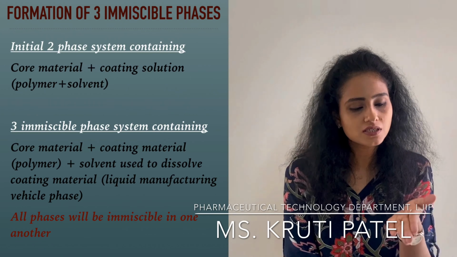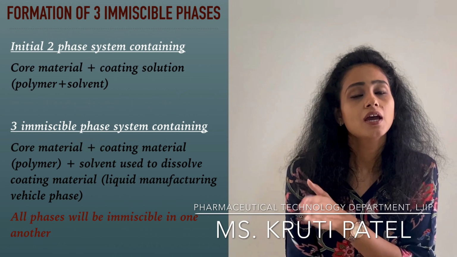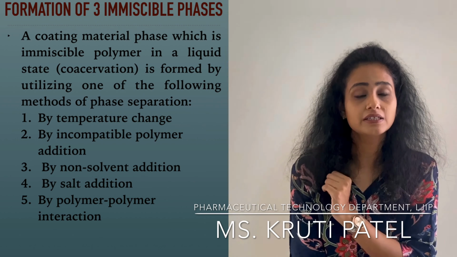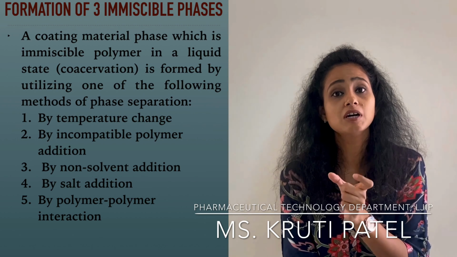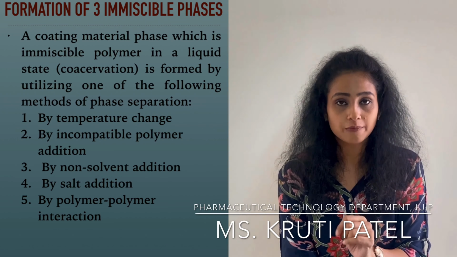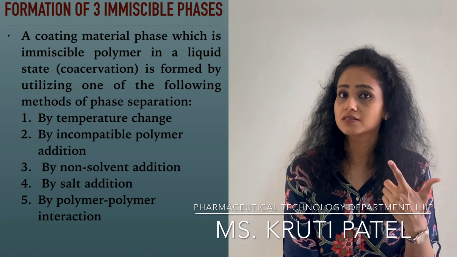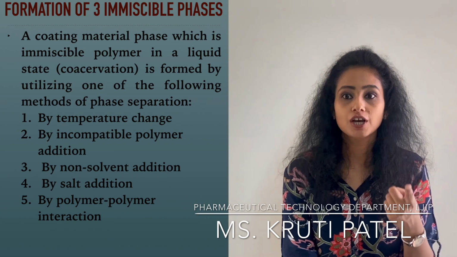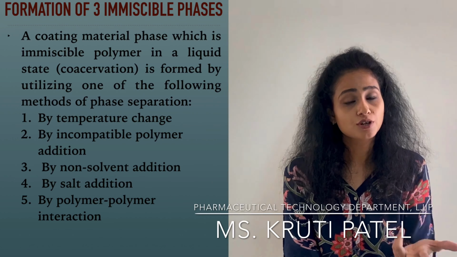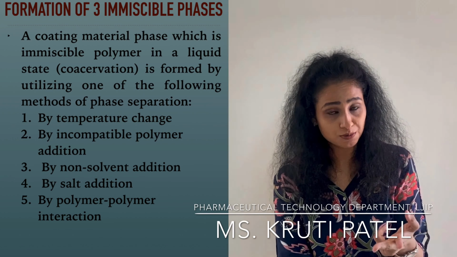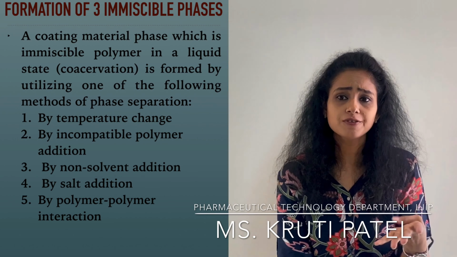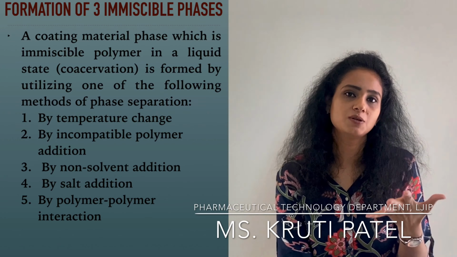Okay, now how is this coacervation carried out? If we look at the content, then these 3 immiscible phases can be formed by 5 different techniques. Either you change temperature, that is temperature change or thermal change. The second is by addition of incompatible polymer. The third is by addition of non-solvent. The fourth is by salt addition. The fifth one is by polymer-polymer interaction.